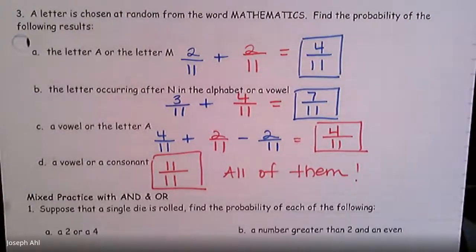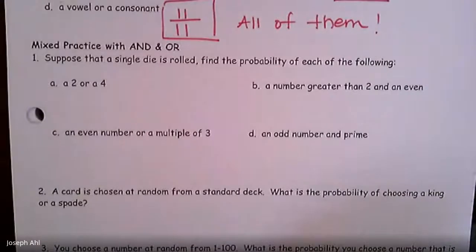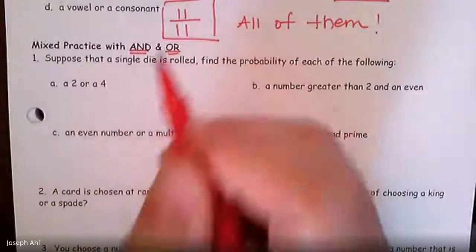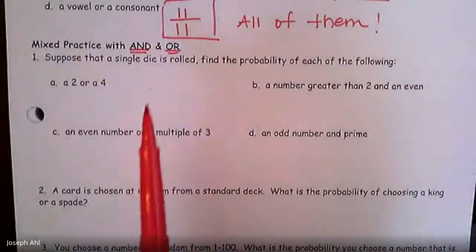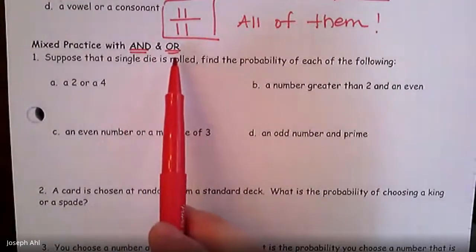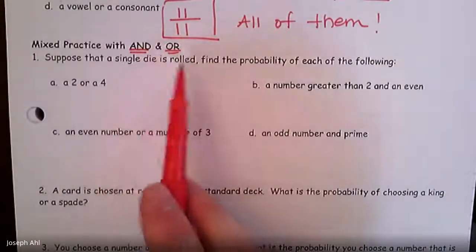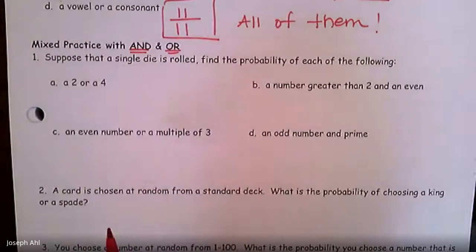And the last thing that we're going to see is just some mixed practice with what we did yesterday, with the word and, and what we're doing today with the word or. So when you're reading these questions, look very carefully for the word and versus the word or, so we know what we're looking for. And is just the intersection, or is add the events and subtract the intersection.